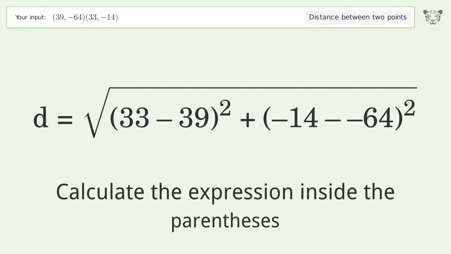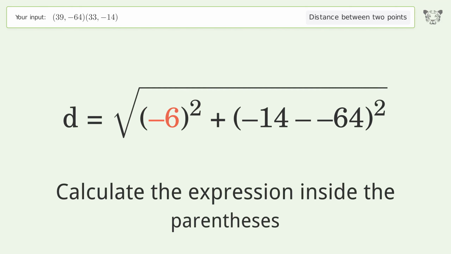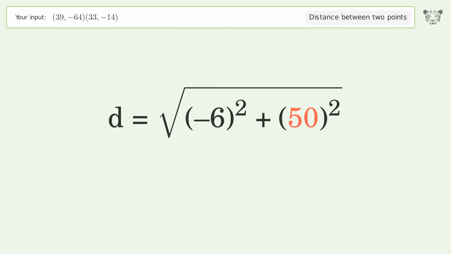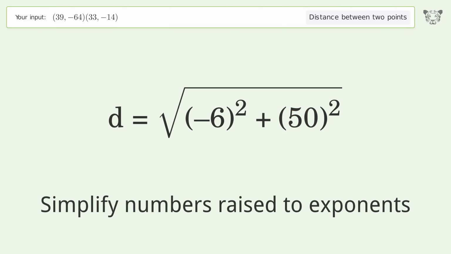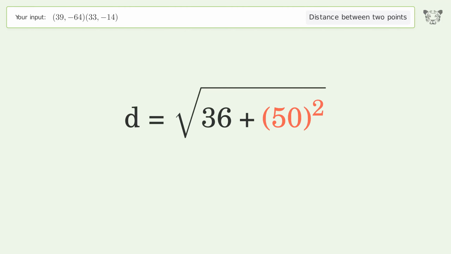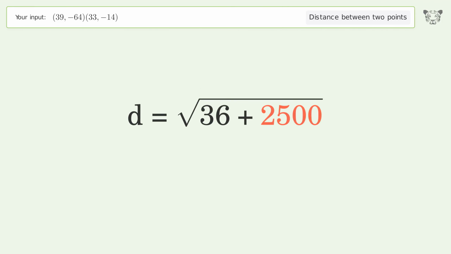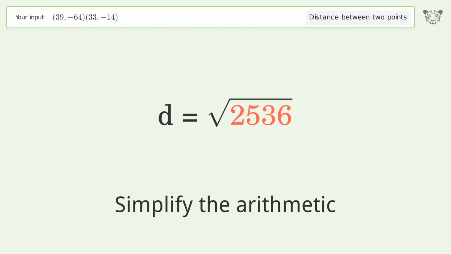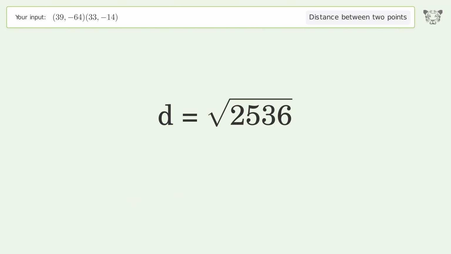Calculate the expression inside the parentheses. Simplify numbers raised to exponents. Simplify the arithmetic. And so the distance between the 2 points is the square root of 2,536, or 50.359.